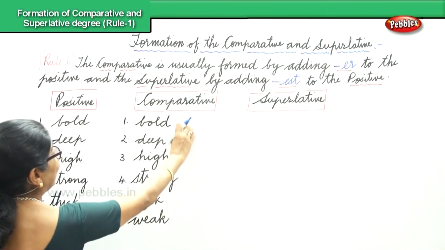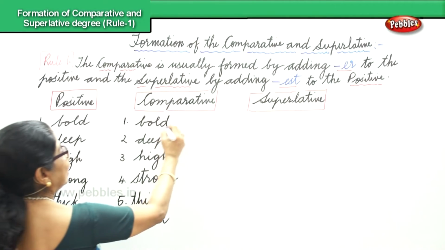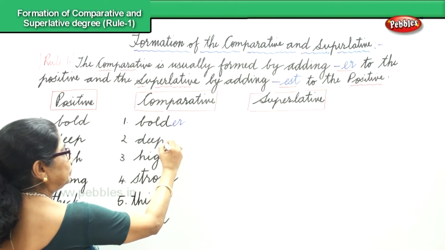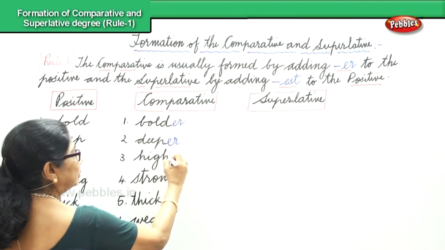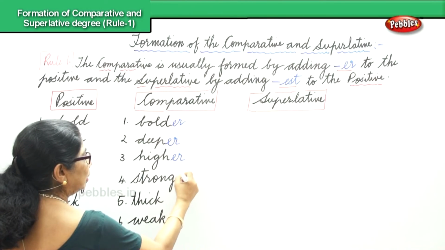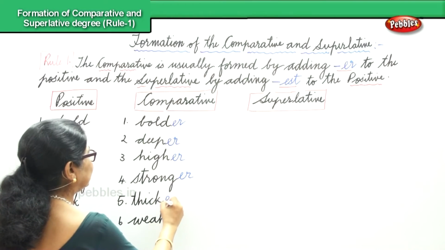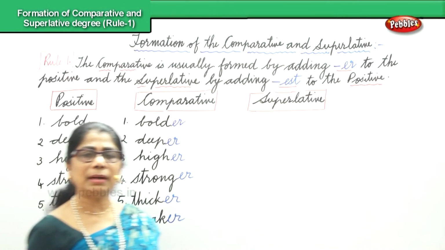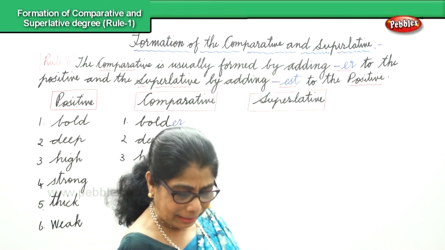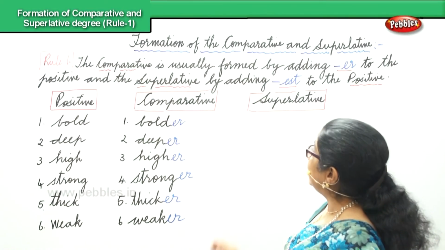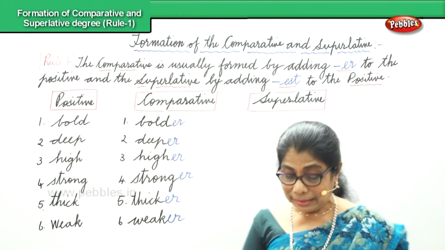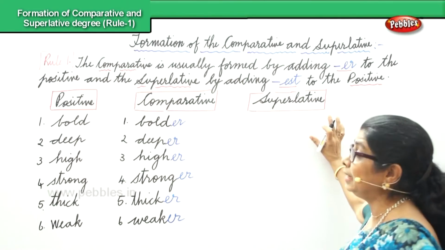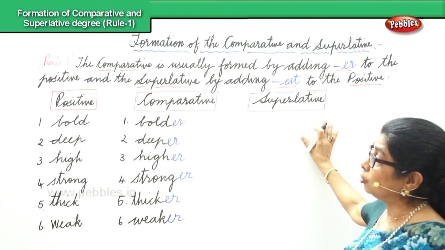So how do we form the comparative? By adding ER: bolder, deeper, higher, stronger, thicker, and weaker. So, we form the comparative by adding ER to the positive. Now, let's take a look at the superlative. Here, we are adding EST to the positive to form the superlative degree.